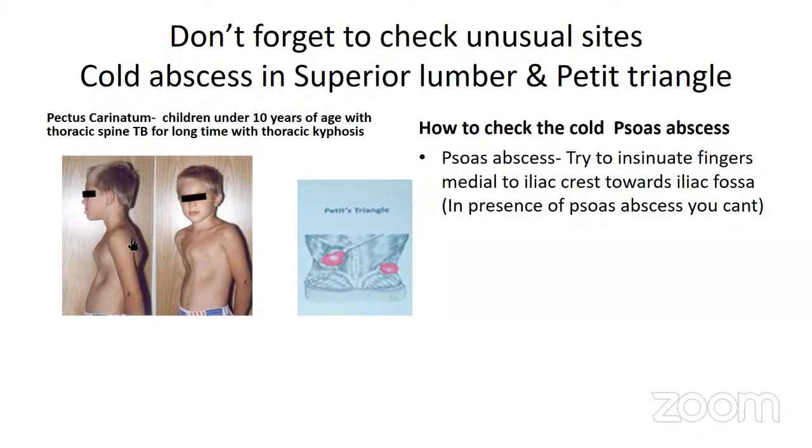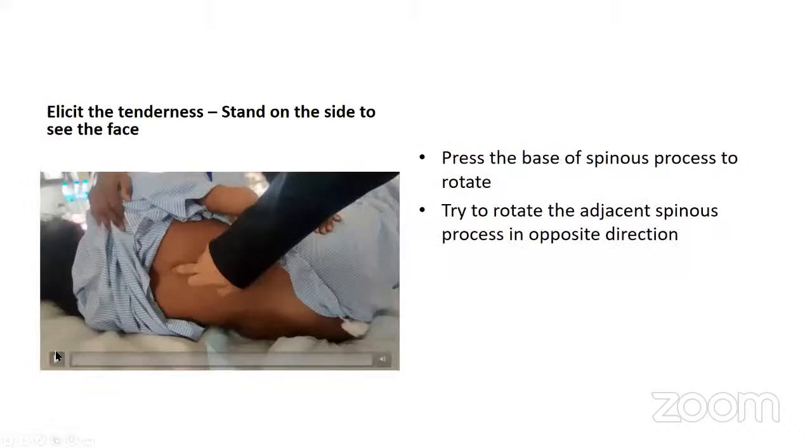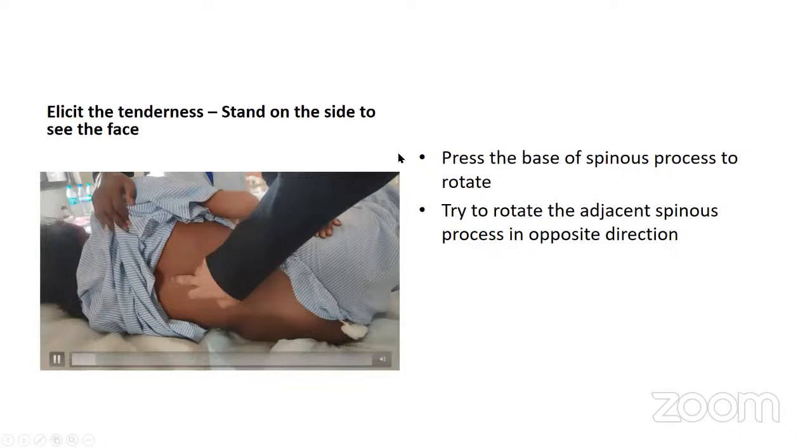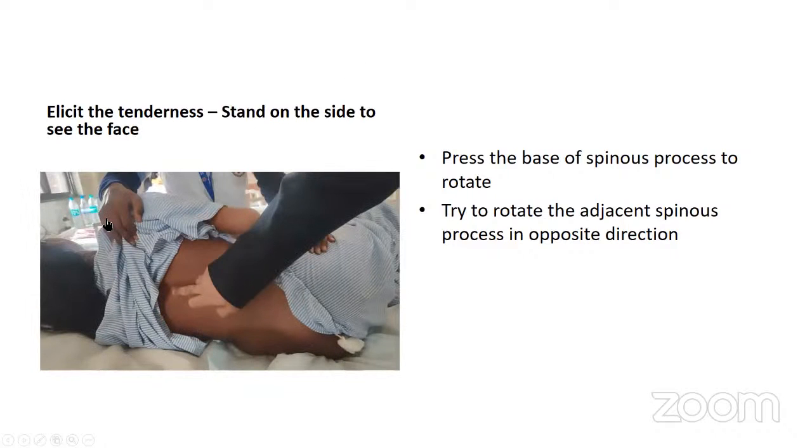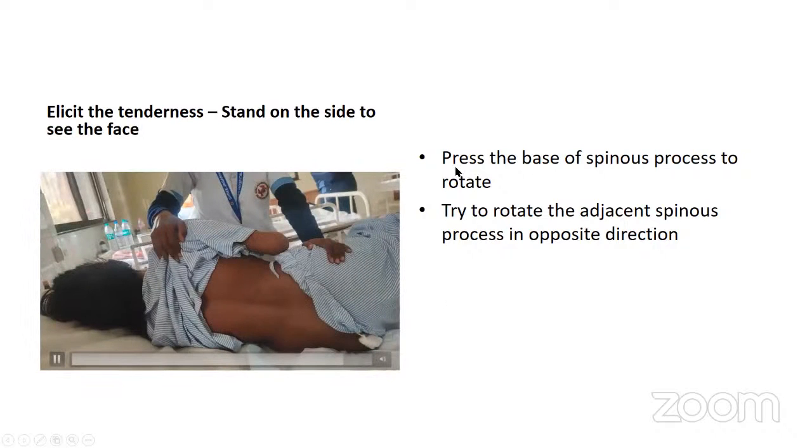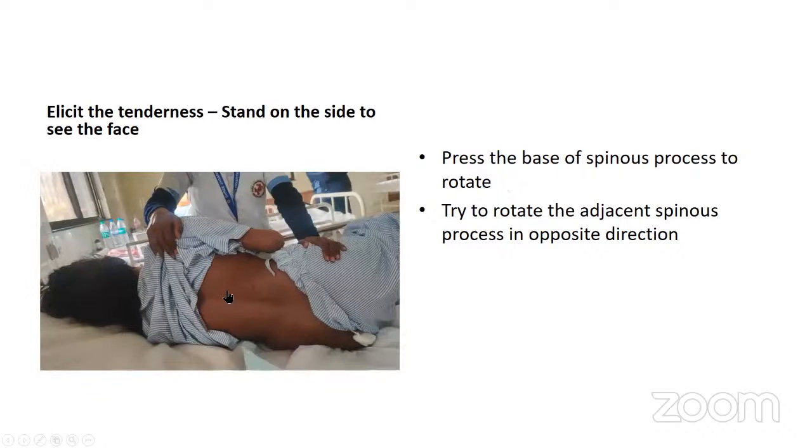Okay. Now elicit the tenderness. This is the catch, because you can see here. We have to stand on the side to check the face. Facial expression is most important. So we have to press the base of the spinous process to rotate. Try to rotate the adjacent spinous process in the opposite direction. These are the tips for elicitation of spinal tenderness.